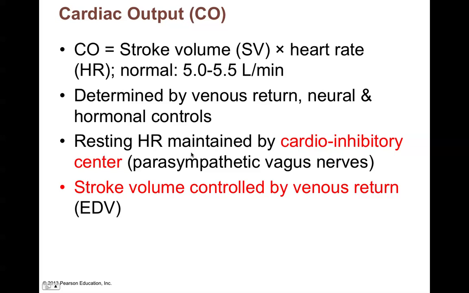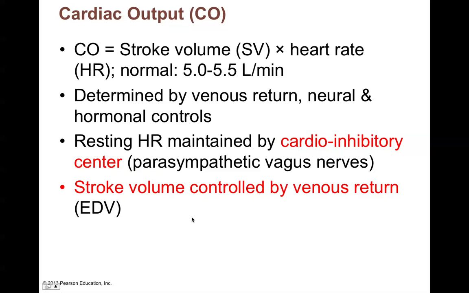Resting heart rate is maintained by the Cardiovascular Center. That means inhibitory, it's actually part of the parasympathetic nervous system, the parasympathetic vagus nerves. So this would be at rest. Stroke volume is controlled by venous return, and venous return will determine end diastolic volume. This is discussed in chapter 18.